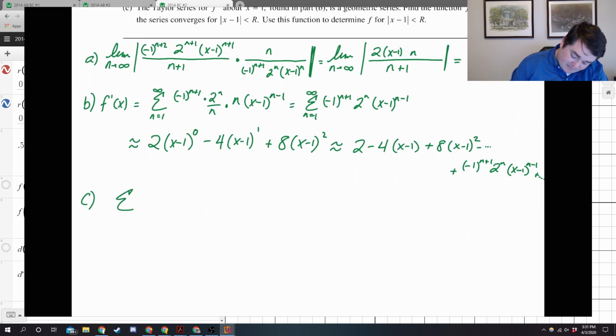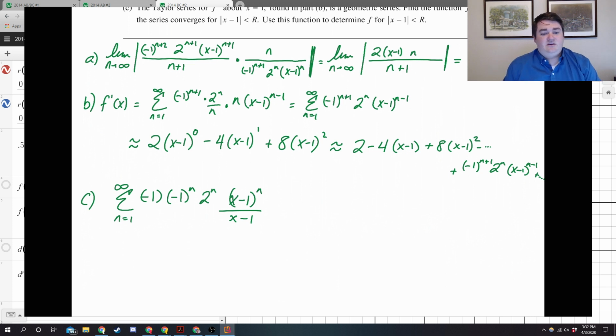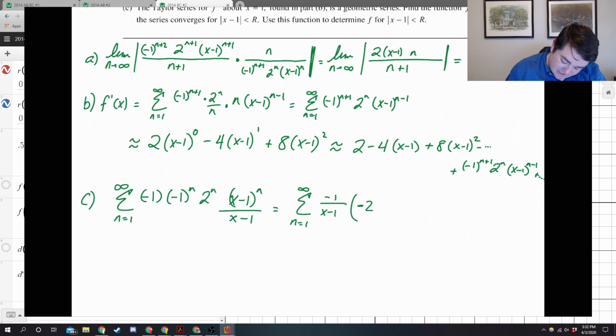If I have the sum from 1 to infinity of -1 to the n plus 1, let's make everything to the nth power. So I get -1 times -1 to the n times 2 to the n times x minus 1 to the n over x minus 1. So what that allows me to do is rewrite this as -1 over x minus 1 times -2 times x minus 1 to the n. Now it looks geometric. I have something times something to the nth power, so I can see that my common ratio, r, is -2 times x minus 1.